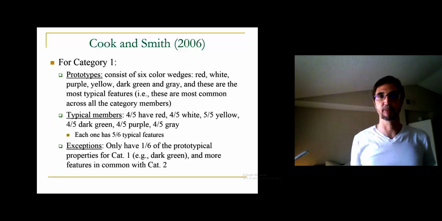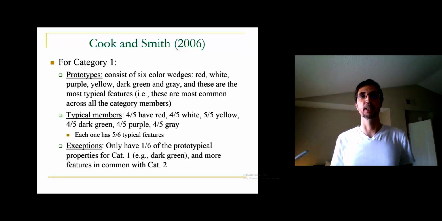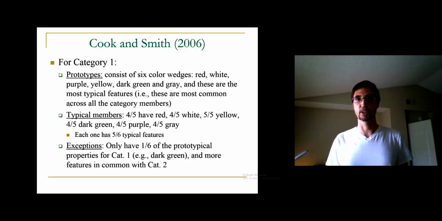So since this study is a little tricky, let me go through the items for each category to show what's involved here. So as I said, the prototypes, so let's begin with category 1. The prototypes consist of 6 colored wedges, right? The wedges are red, white, purple, yellow, green, dark green, and gray. And these are the most typical features.